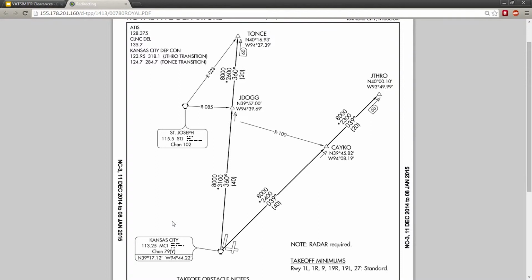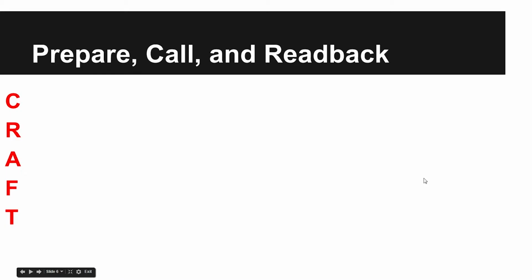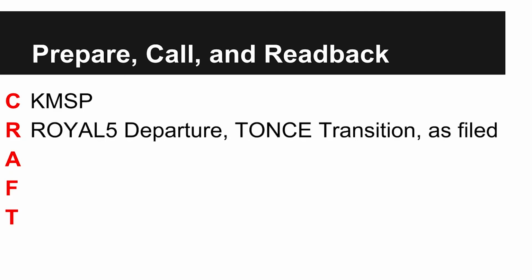So using that, we can prepare and already know what most of our clearance is going to say based on the CRAFT acronym that we used before. If we jot this down ahead of time or just use this when we're calling, it really helps. So our C, clearance limit, is Minneapolis-St. Paul Airport. Our route is going to be the Royal 5 departure, which we filed, and then there's no special instructions on the SID, so it's just going to be the Taunts transition and then as filed.